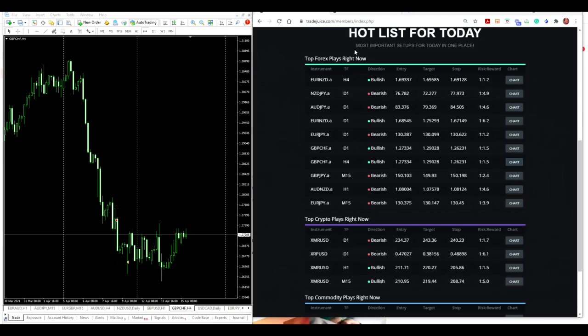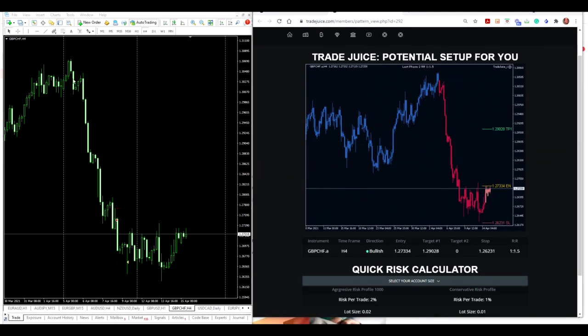Hi guys, I'm on the hot list today for Tradejuice, and one of the many trades here that I'm looking at is the pound CHF 4-hour chart. There it is displayed, telling me my entry point, risk, target, stop loss, and so on. Let's see what the chart looks like.